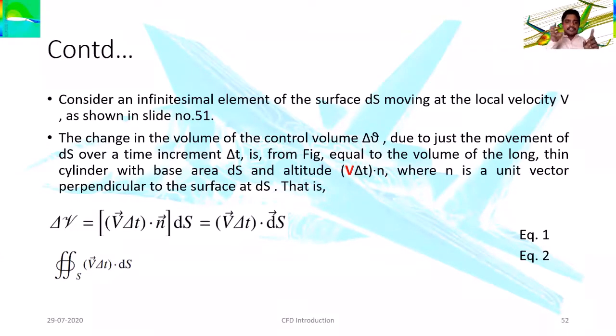So here I'd like to see what is the volume which has been moved out from that particular control surface and formed a volume here. That is actually this delta V, the change in the volume which has happened, and V into delta T represents only the distance traveled from the point initially T is equal to 0 to the time T is equal to T.